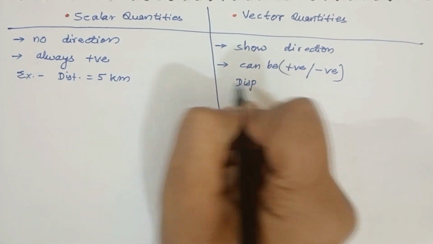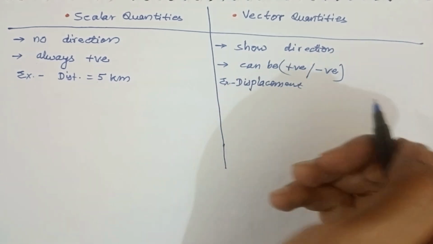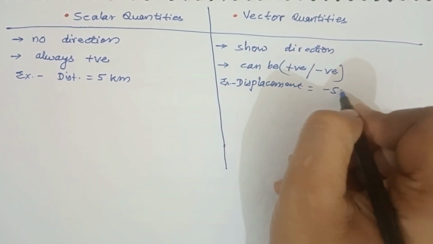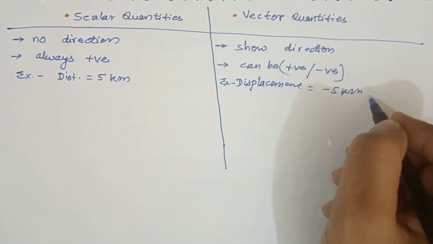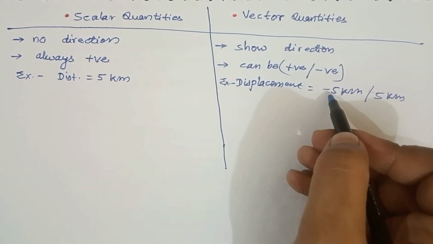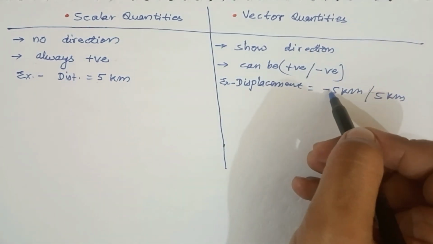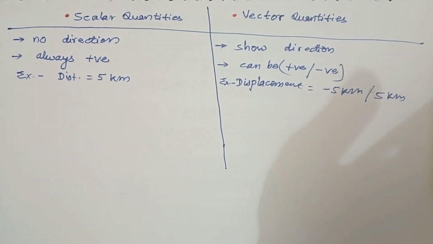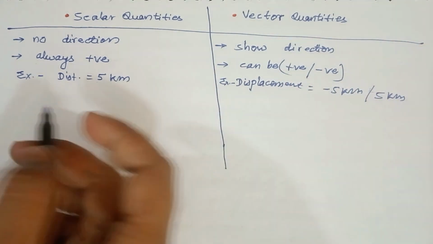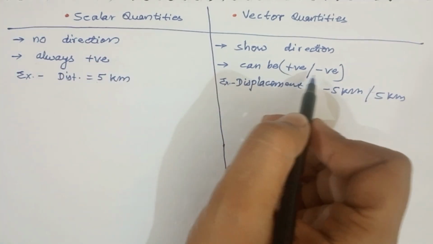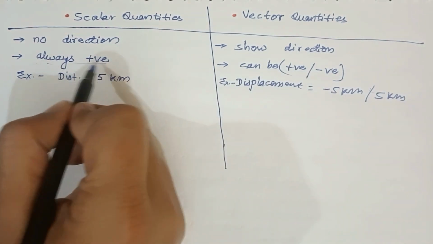But displacement, which we know is a vector quantity, can be minus 5 km or plus 5 km. The minus sign only shows direction: minus means opposite direction. So a vector can be positive or negative, while a scalar is always positive.